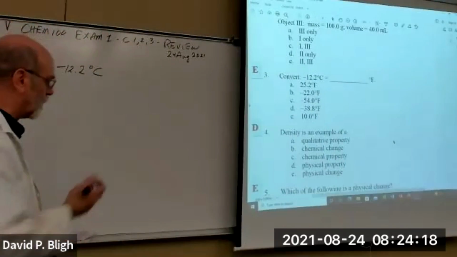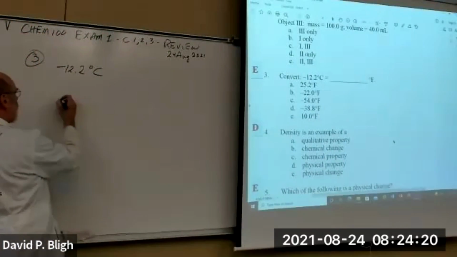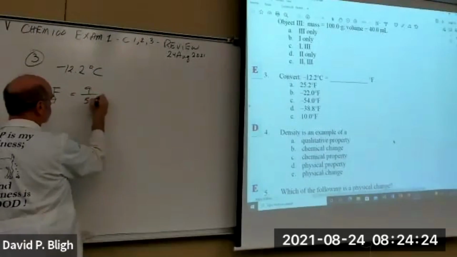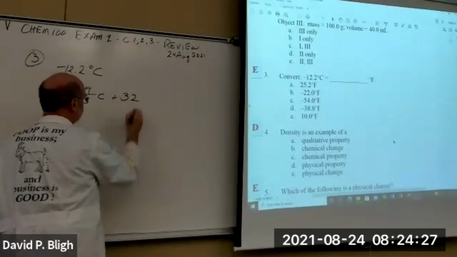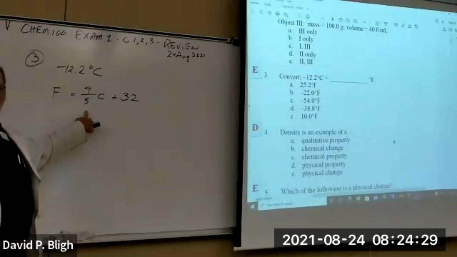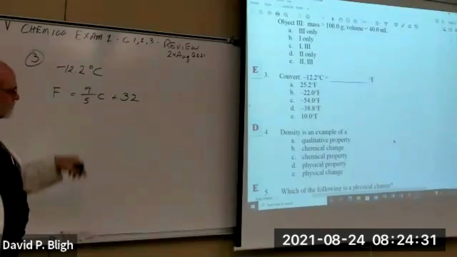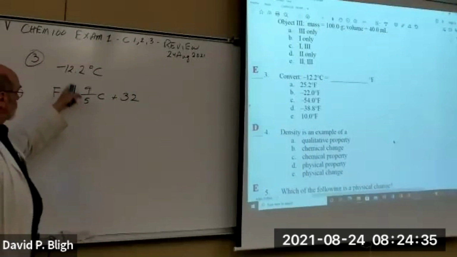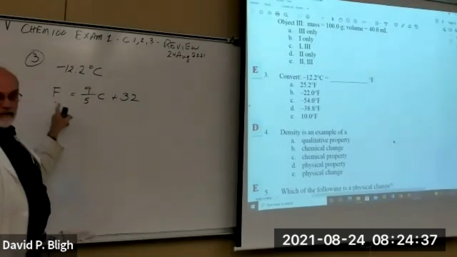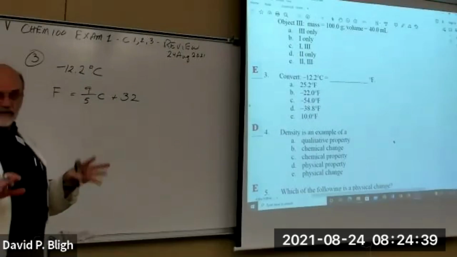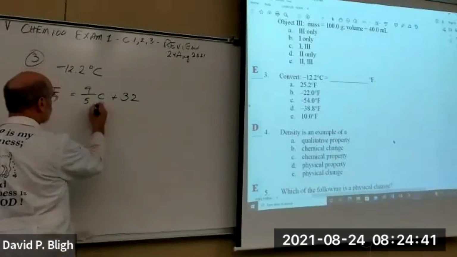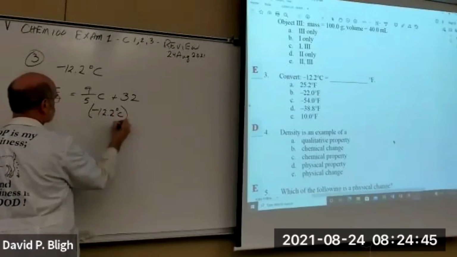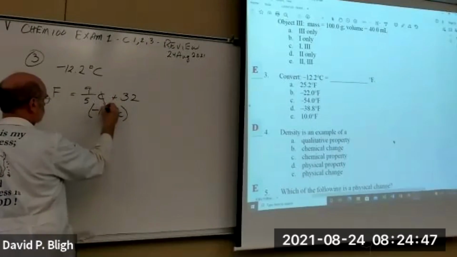All right, so what's the formula? Well, this is the way I memorized it. Degrees Fahrenheit equals 9/5 C plus 32. 9/5 is 1.8. Okay, is that arranged the way we want it? Well, yeah, we know this one and we want that one. So we can leave the formula alone, just like it is, and just plug in the number here, minus 12.2 degrees C, right there.